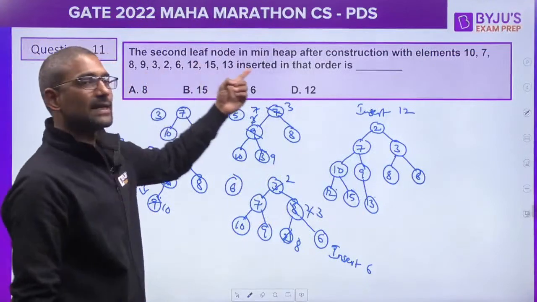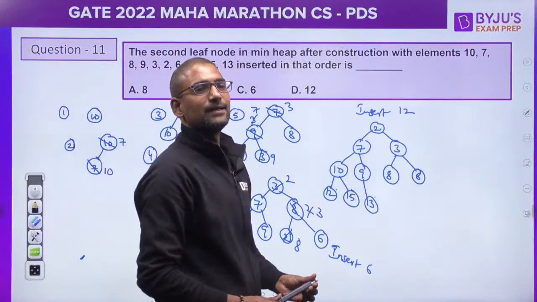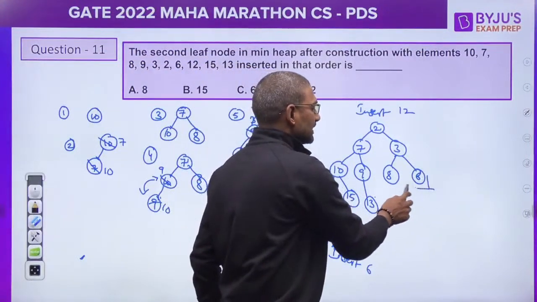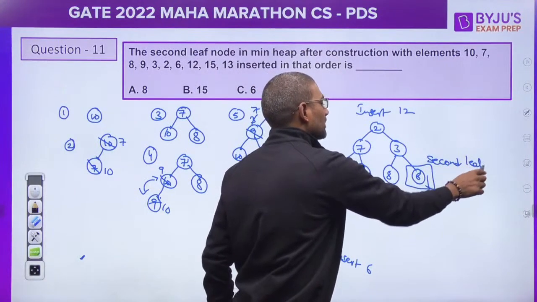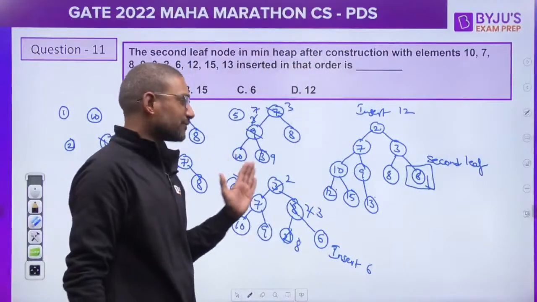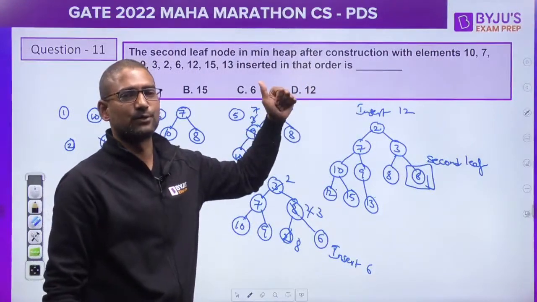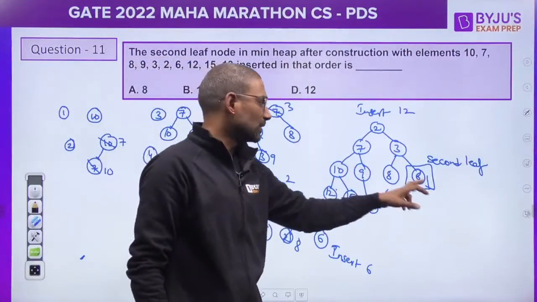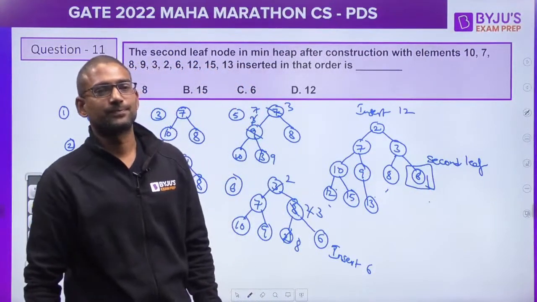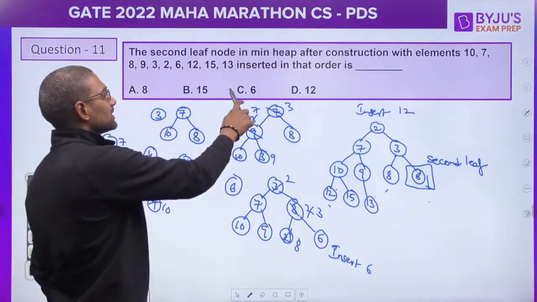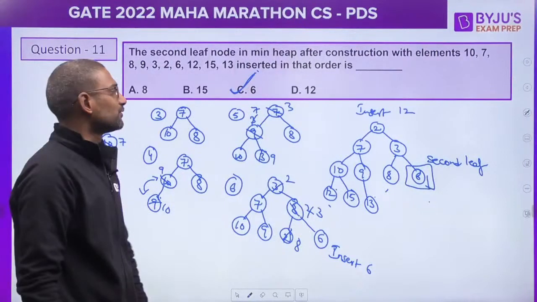What is the question we want? The second leaf node. What is the second leaf node? 6 is the second leaf node. We will count level wise, left to right. In the above level also we have a leaf node. So 8 is the first leaf node, 6 is the second, third, fourth, fifth, like that. So the answer is option C. It's neither 12 nor 15.